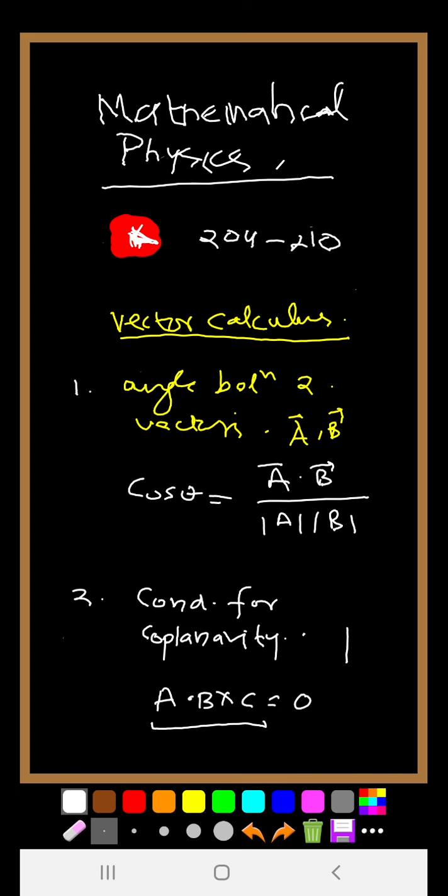If we have three vectors A, B and C, then the volume created by these vectors is actually this value. So if they are coplanar, there cannot be a volume formation, because for a volume you need x, y and z, three directions. So that is the condition for coplanarity.